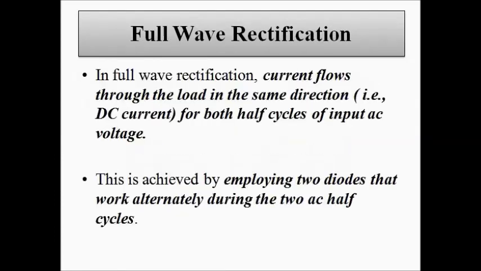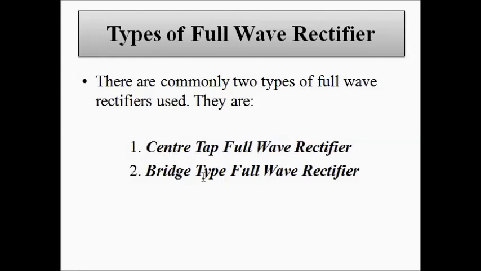So here we have discussed the concept of full wave rectification and the types of full wave rectifier. In full wave rectification, current conduction takes place during both the half cycles of the input AC, and no half cycle is wasted, meaning no energy is wasted. And the full wave rectifier is of two types: center tap full wave rectifier and bridge type full wave rectifier.